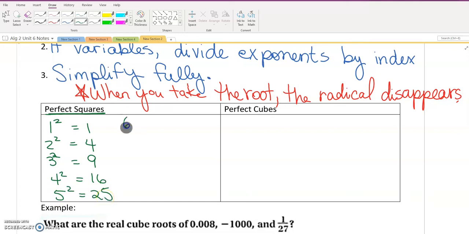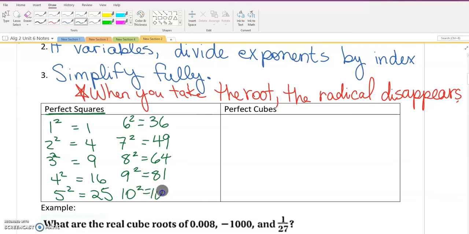6 squared is 36. 7 squared is 49. 8 squared is 64. 9 squared is 81. 10 squared is 100. 11 squared is 121. And 12 squared is 144. And if you need any more after that, you can keep going if you need to.